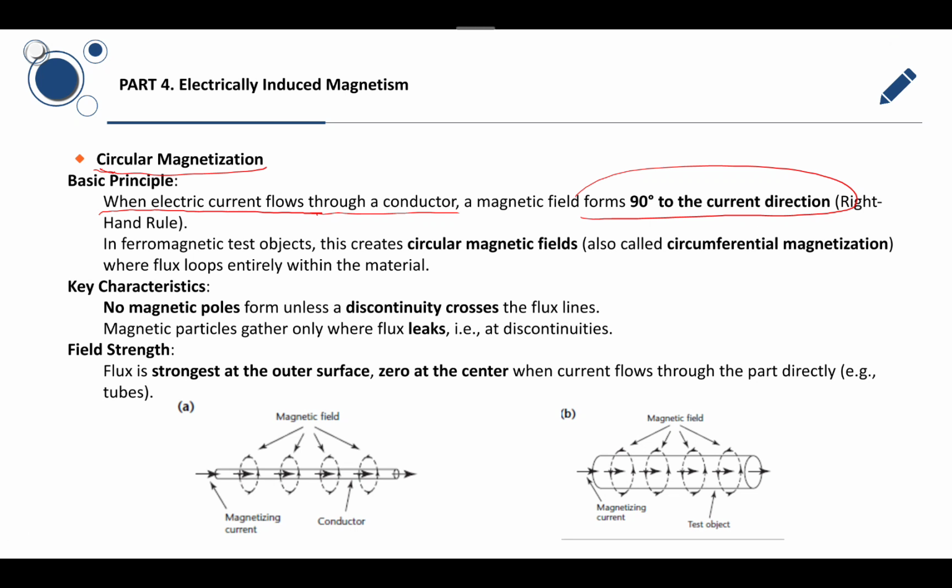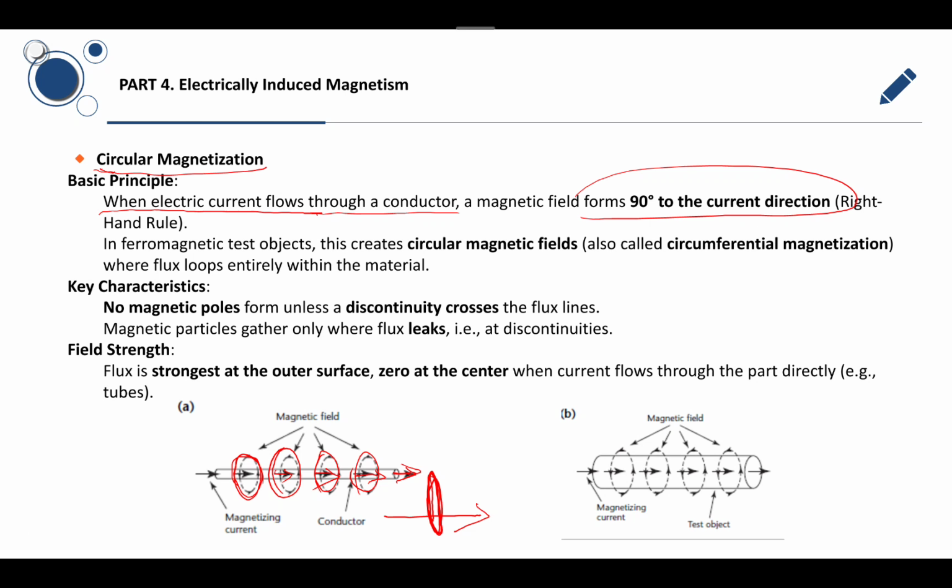Imagine holding the conductor in your right hand. Point your thumb in the direction of current flow. Your curled fingers will then show the direction of magnetic flux. This is the current flow direction, and this is the magnetic field. So this is your curled fingers, this is your thumb. This rule highlights that magnetic lines are perpendicular to the current flow. So current flows in this direction, and the magnetic flux flows in this direction, in circular motion.